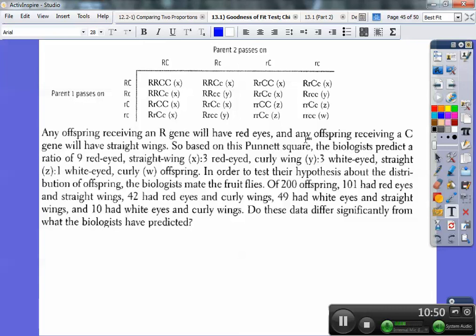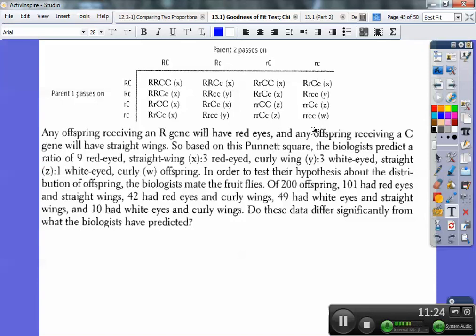So based on the Punnett square, the biologists predict a ratio of 9 that will have red eyes, straight wings. So here's red eye, straight wings, capital R, capital C. There's another red eye, straight wing. They labeled them by X. So there are 9 X's that have a capital R and a capital C. Okay, and then 3 red-eye curly wings. Those are the ones with the Y's. 3 white-eyed straight wings, and then 1 white-eye curly wing. Okay, and that would be the W. So there's that 1 W.